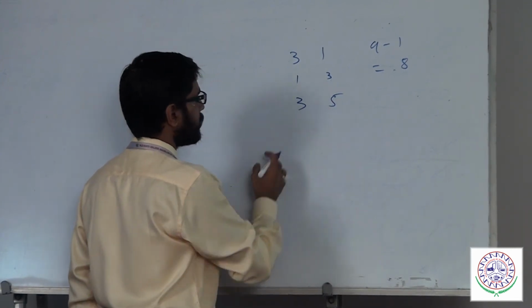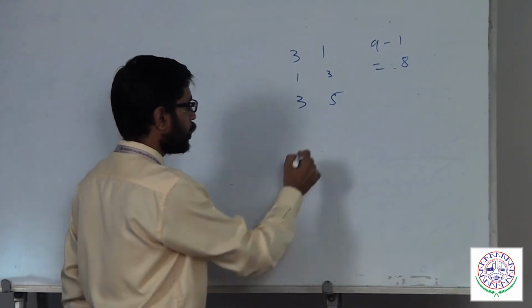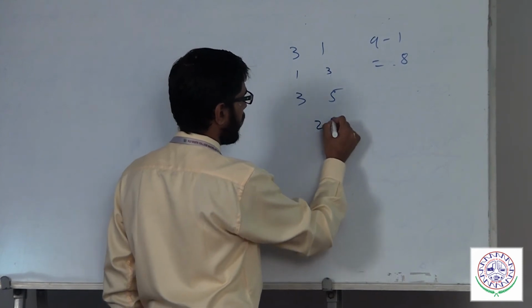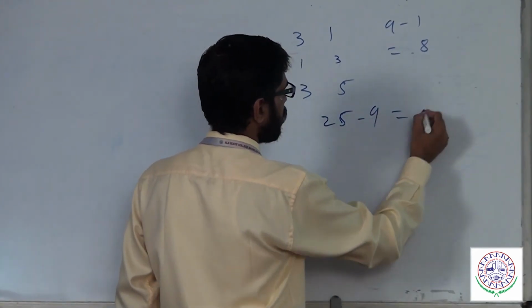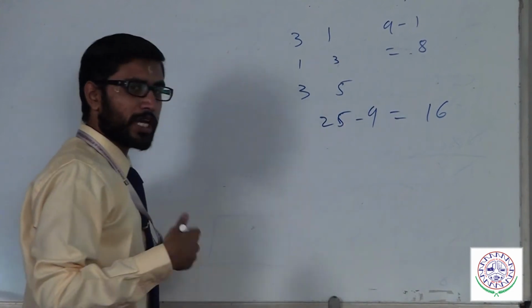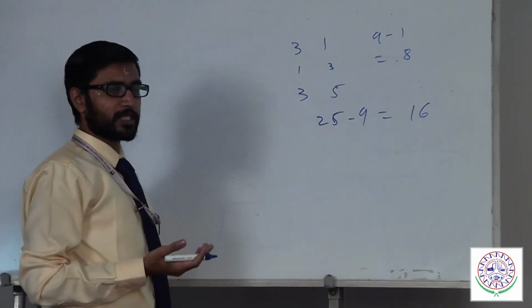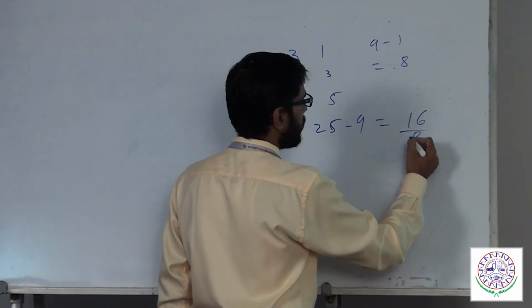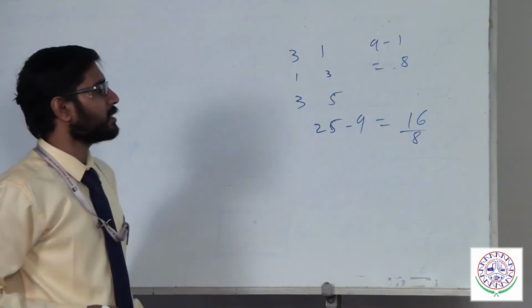Even if you take 3 and 5, 5 square is 25 and 3 square is 9, so this will be 16. Even if you take the next numbers, 5 square and 7 square, easily you can divide it by 8. So the answer for this question is option D, 8.